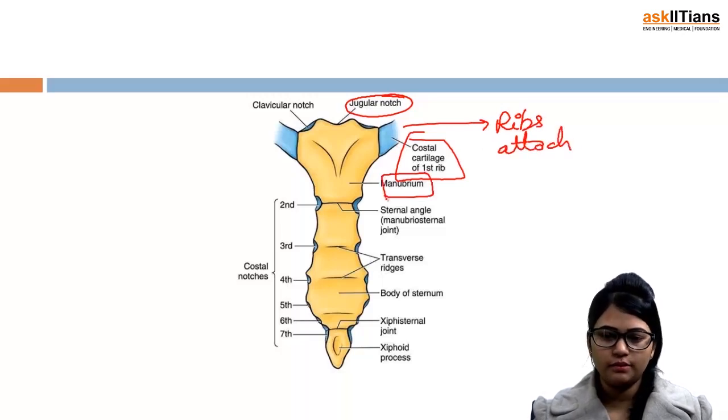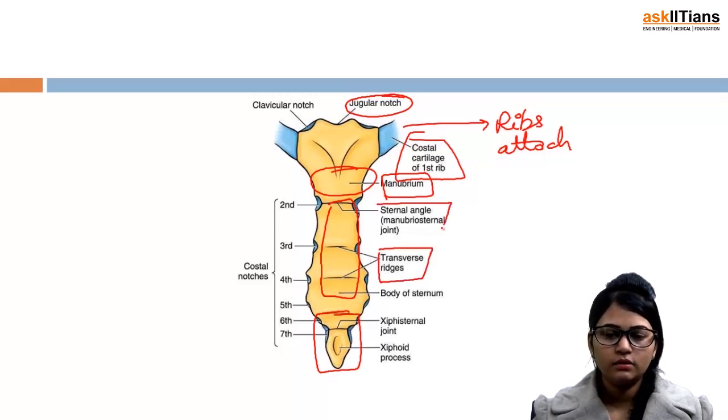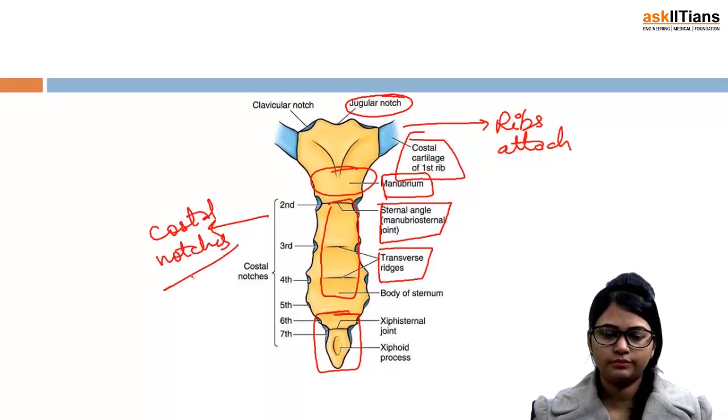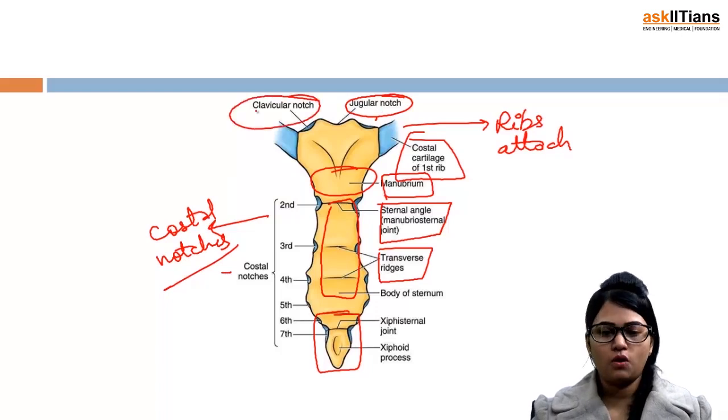This is manubrium. Here you can see clearly. This is the body of sternum and this is the xiphoid process. There are transverse ridges, sternal angle, manubriosternal joint, and here are the costal notches where the ribs attach, okay, and here is the clavicular notch.